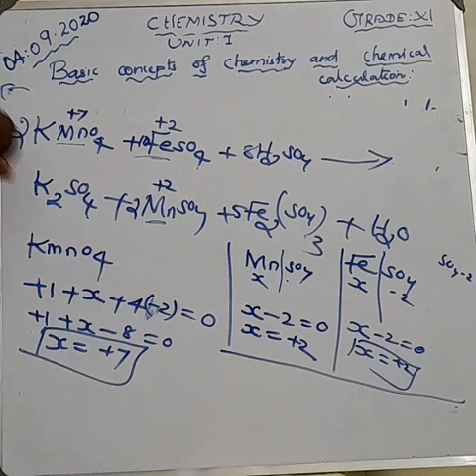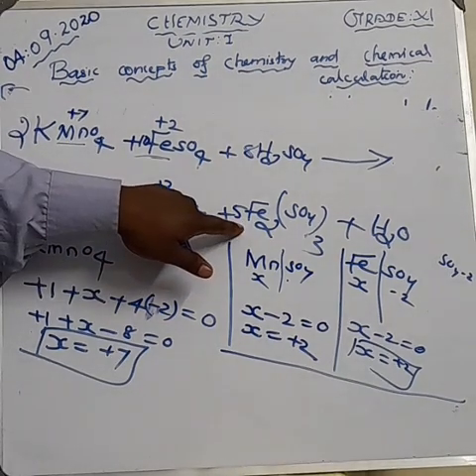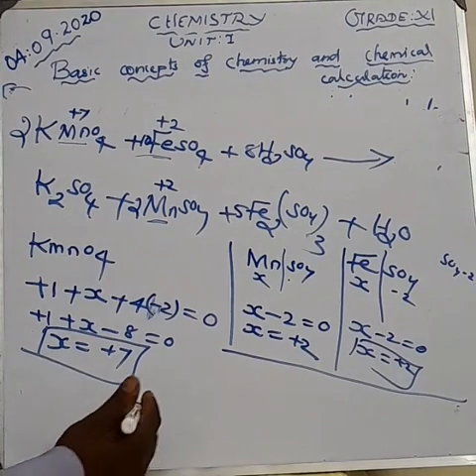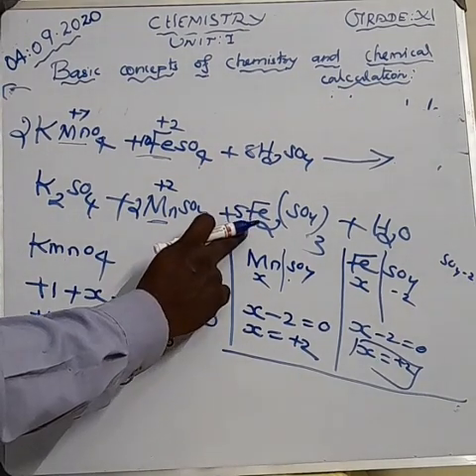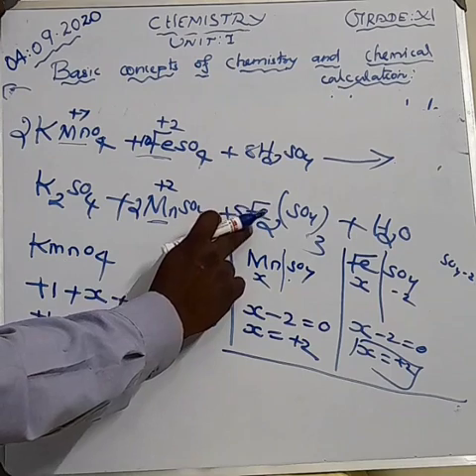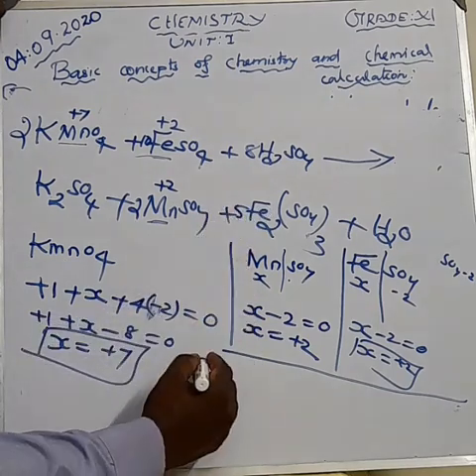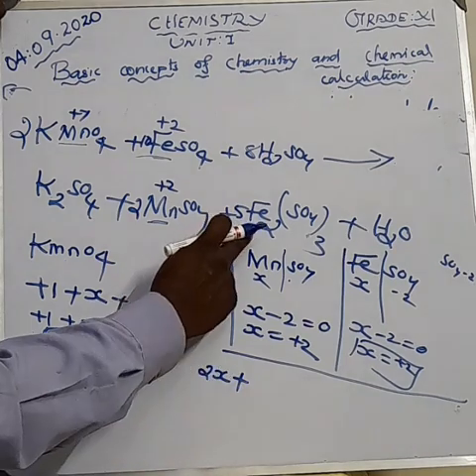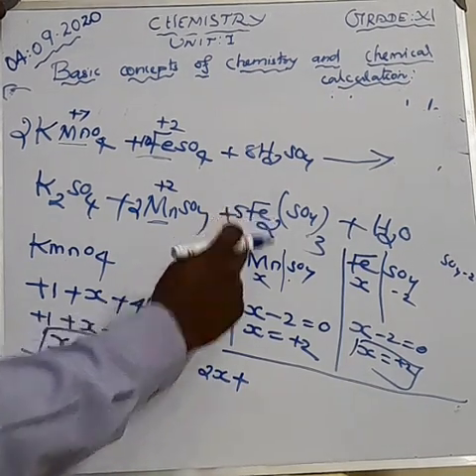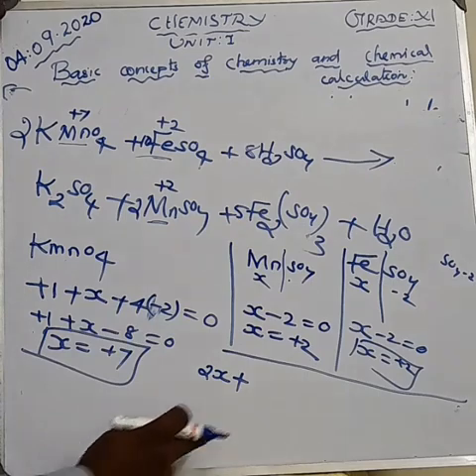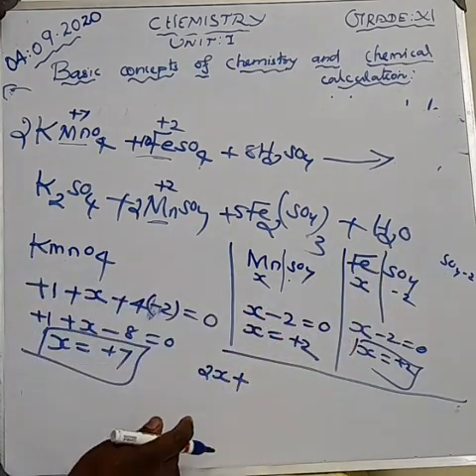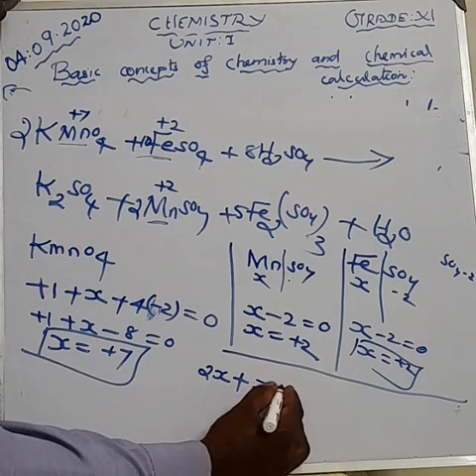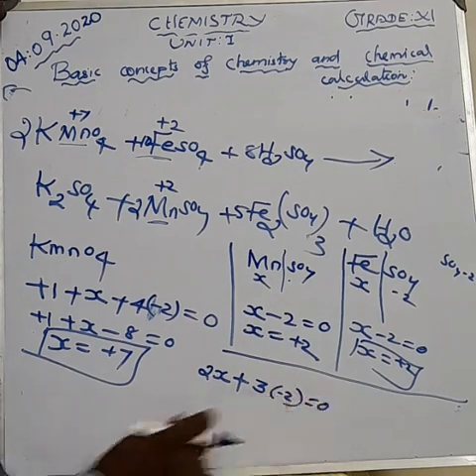Last one, we are taking ferric sulfate. So here ferric sulfate, we should find out two ions. Am I right? Two ferric. So 2x plus, we are taking 2x because 2 ferric is there. 2x plus sulfate, I already told you, minus 2. How much sulfate ion is there? 3. So 3 into minus 2 equal to 0.